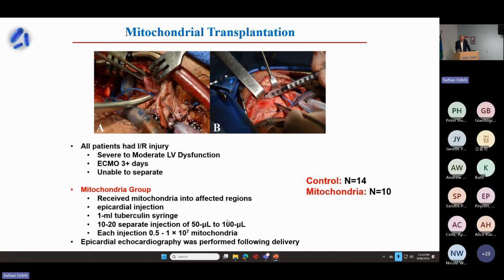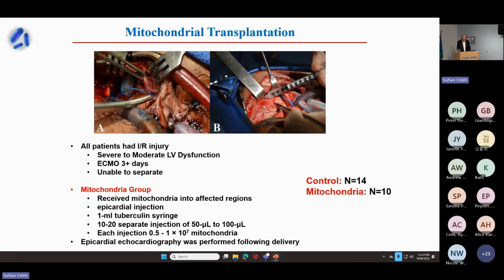So anyway, all the patients had ischemia reperfusion injury. They were severe to moderate. As you know, with children, we do severe to moderate. We don't do a numbering, but I will show you numbers later on. For those of you in cardiac and cardiology, severe to moderate is around a -6 to -8. They'd all been on ECMO for 3+ days, and they're unable to separate, and it was unlikely that they were going to separate spontaneously.